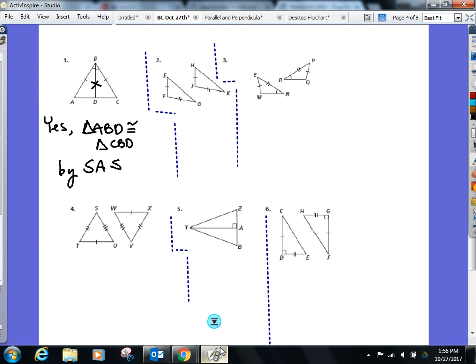Not possible. Why? You only have how many pairs of sides? It's called side, side, side, not side, side. Side, side, side. So this is not congruent.